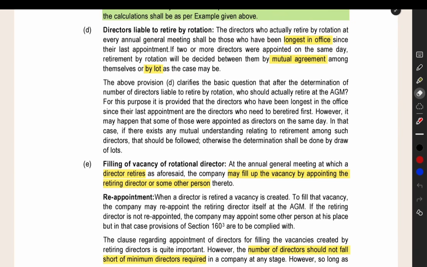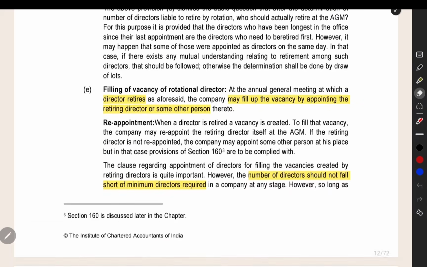Now, once we find out how many directors should actually retire, we have to decide who will be the one retiring. Here, the one who has been longest in the office will retire from the director position. If two persons have the same tenure, that is, they were the longest in office and were appointed on the same day, we will decide between them based on mutual agreement or by lot. After retiring, we will appoint new directors in the general meeting in their place.